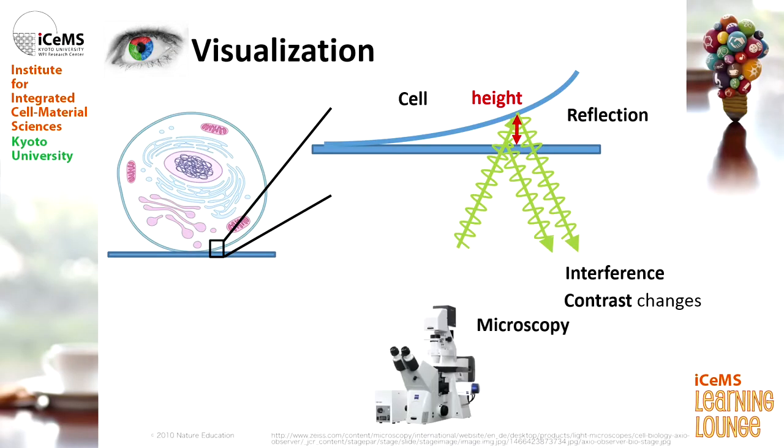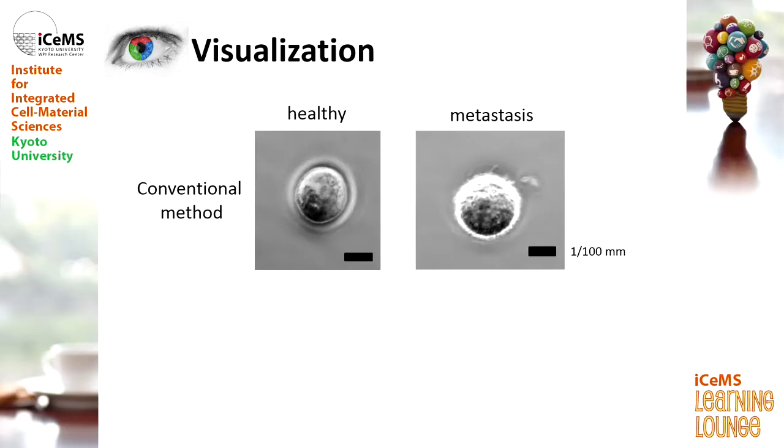And we use this technique equipped with the microscope. Therefore, this technique is called reflection interference contrast microscopy, RICM. So this is how to visualize the adhesion. And when you look at cells with the conventional method, this is, again, a healthy cell and a metastatic cell from a human stomach. They look quite similar. They are just both round.